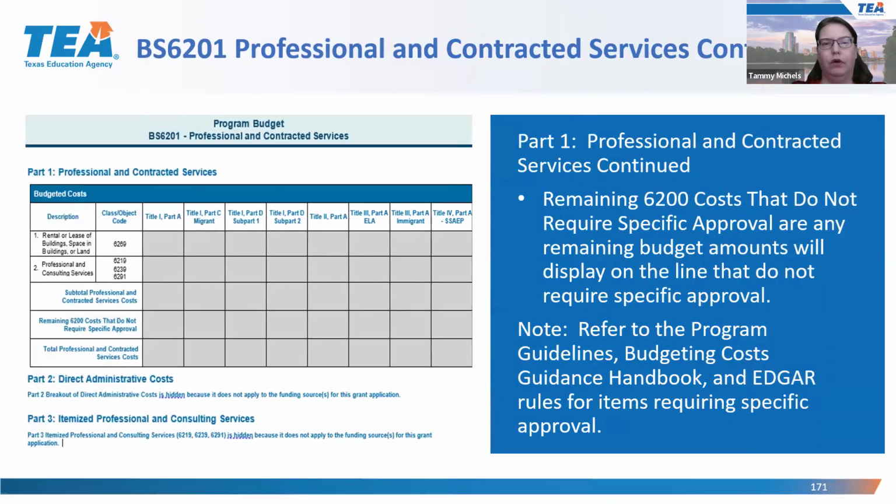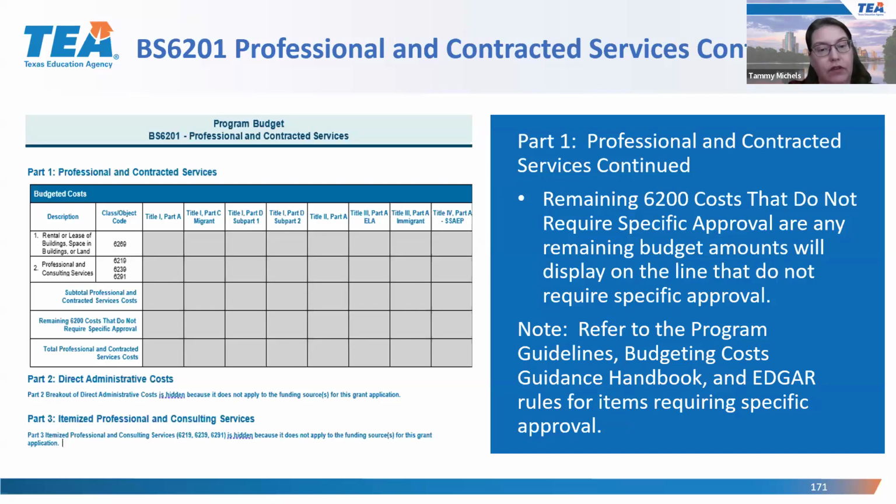Now we're going to talk about remaining costs that do not require specific approval. These costs are listed in, again, we're going to reference that Budgeting Cost Guidance Handbook. Pages 10 through 11 are an excellent resource. And then you'll also want to look at your local policies and bid processes to help make this determination whether to budget in here or not.